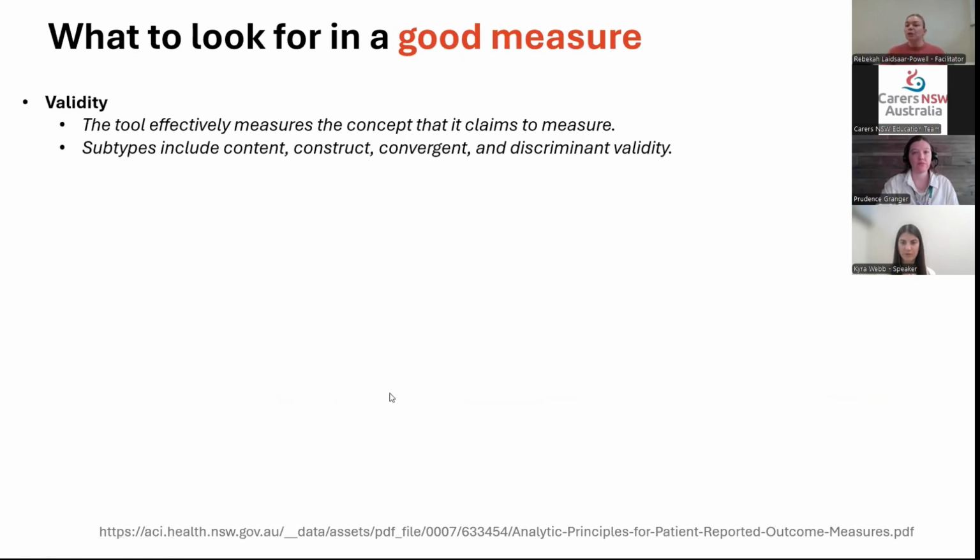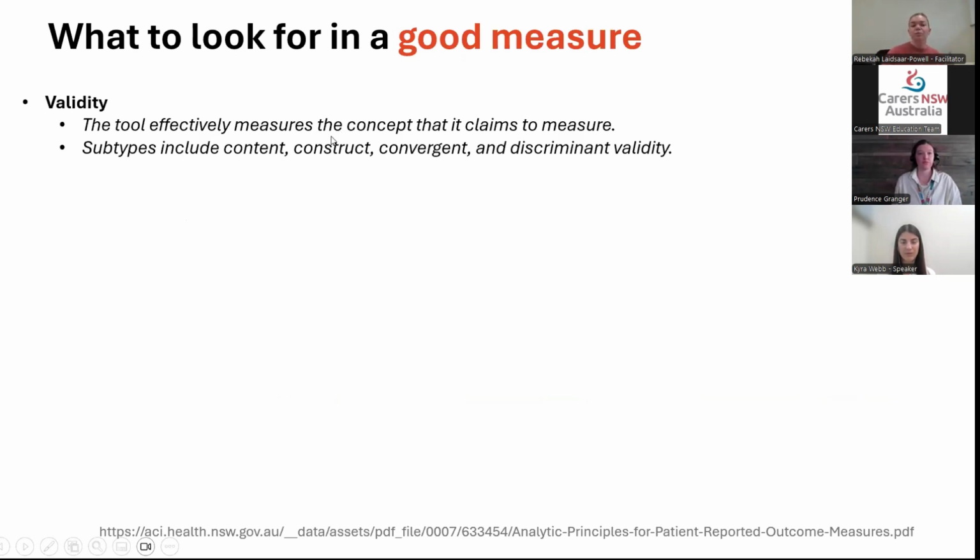So, what are some of the things that we look for when we're trying to select a good measure to use in a research project or an evaluation project? Well, firstly, we want to make sure that it's validated, wherever possible. Validity is that the tool effectively measures the concept that it claims to measure. There are lots of different types of validity that we're not going to go into today, but it's a really important concept to be measuring the correct concept.